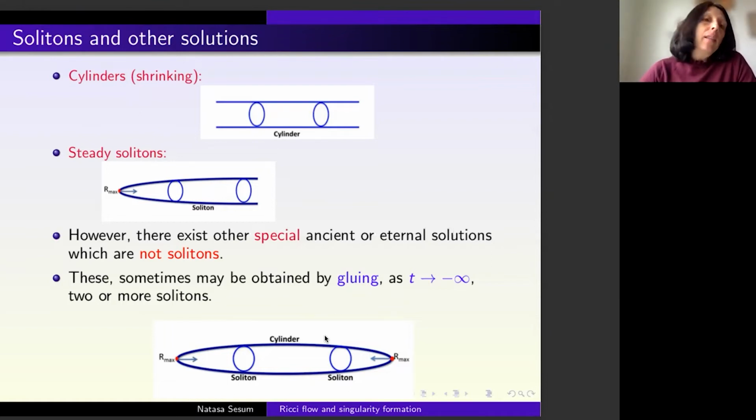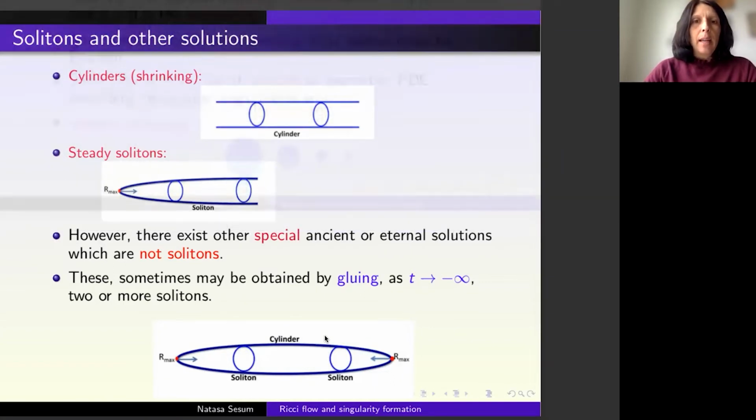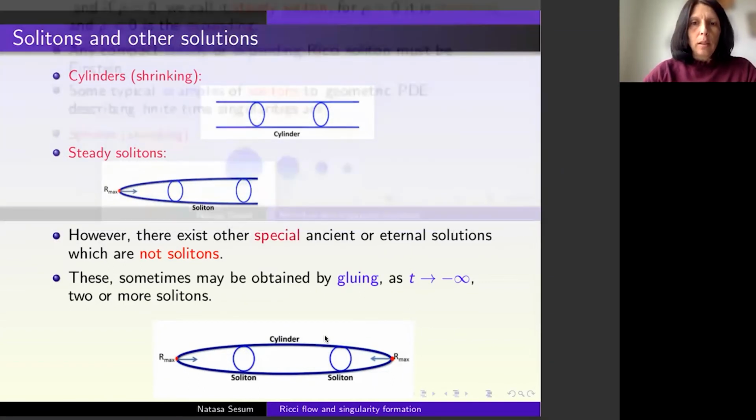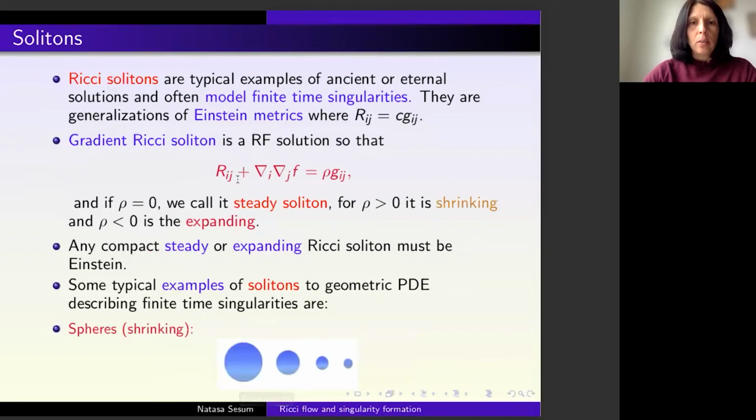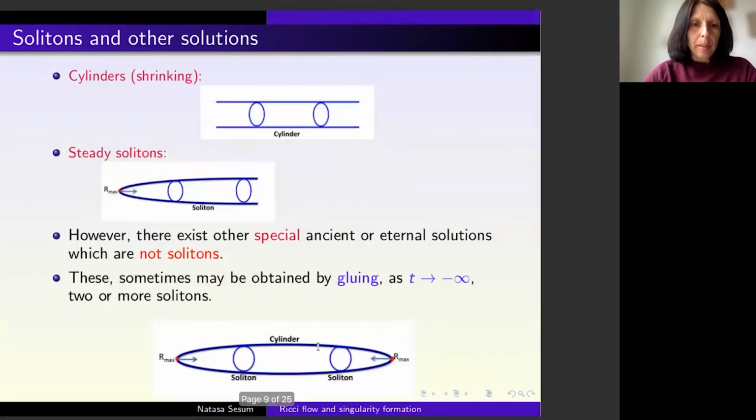Okay, but of course, the picture is not so simple, because besides these solitons, which only move by diffeomorphisms and homotheties, there are also other ancient or eternal solutions which are not solitons, right? So you don't have this extra formula for them. By extra formula, I mean the one that we had on the previous slide. So this one here, right? Because all solitons are solutions to the Ricci flow and also satisfy this nice elliptic PDE.